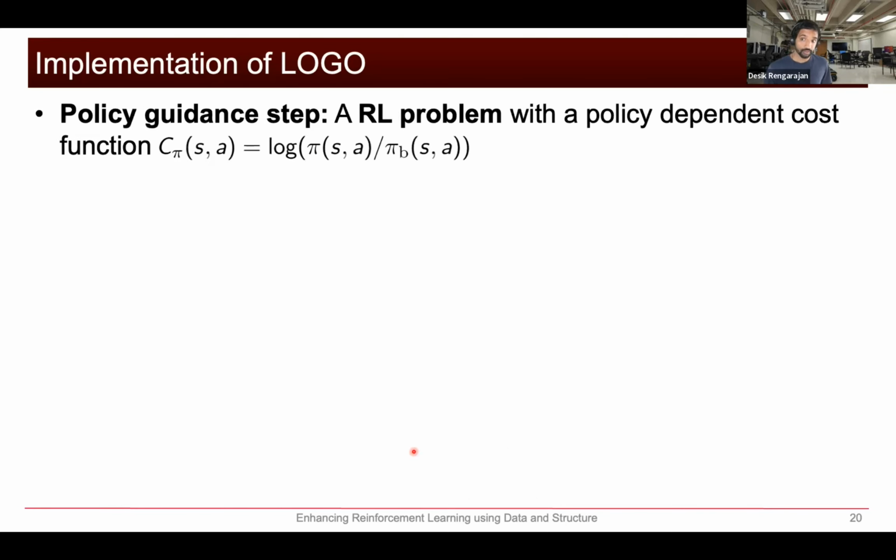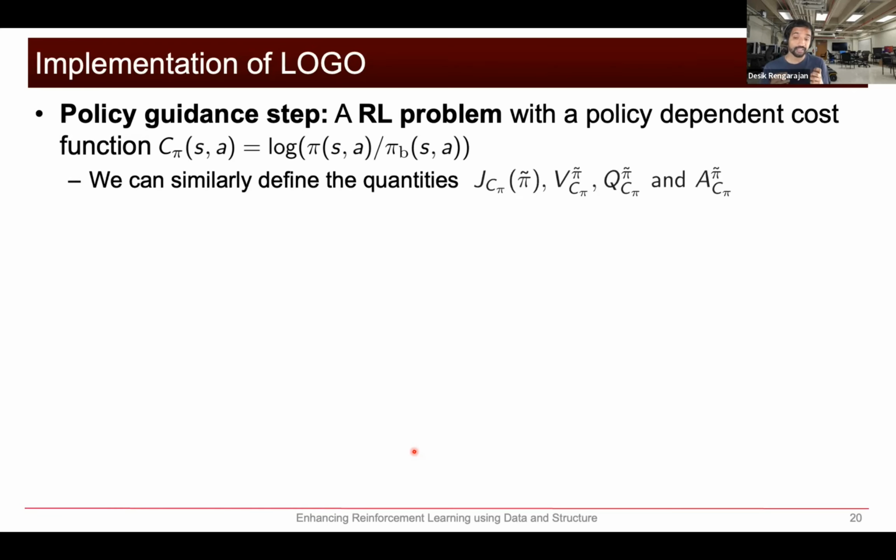So what do we do? In our work, we basically model the policy guidance step as another reinforcement learning problem, but with a different reward function. We try to show that minimizing the KL between policy pi and pi-b can be solved as a reinforcement learning problem with a policy dependent reward function. Right? So suppose we define a reward function or a cost function c-pi to be the log of policy pi of s comma a divided by policy pi-b.